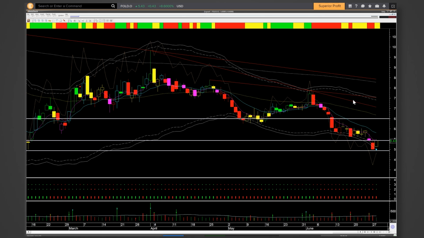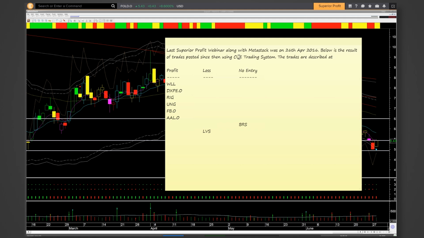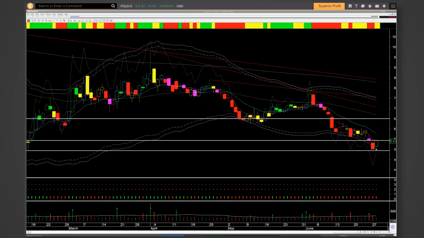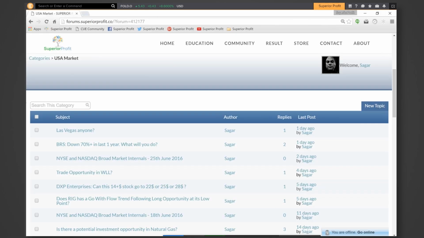Now the memory lines are used as a target or to avoid entering a trade, but they can also be used to actually enter a trade, and it can be used in very good ways. Let me take an example from some of the recent trades taken in the community. Let me recall. WLL.